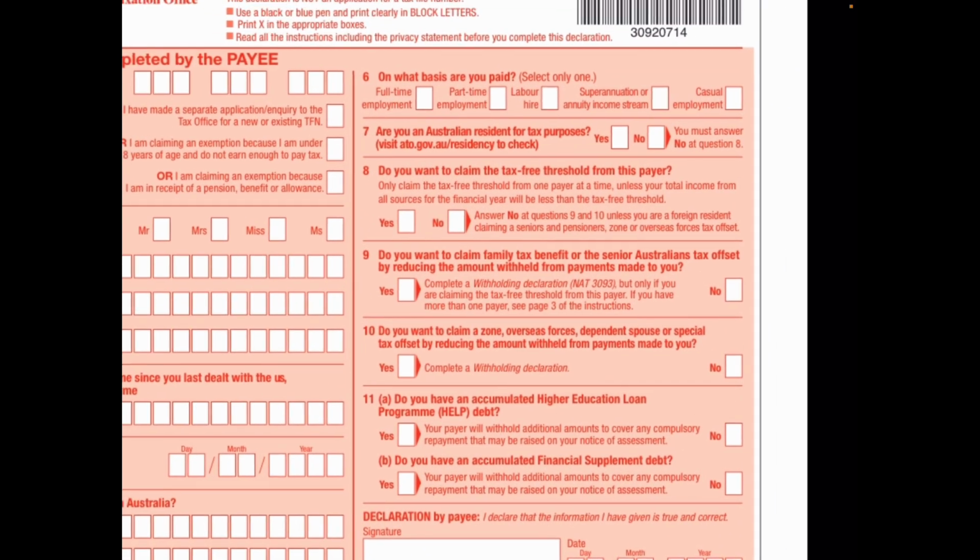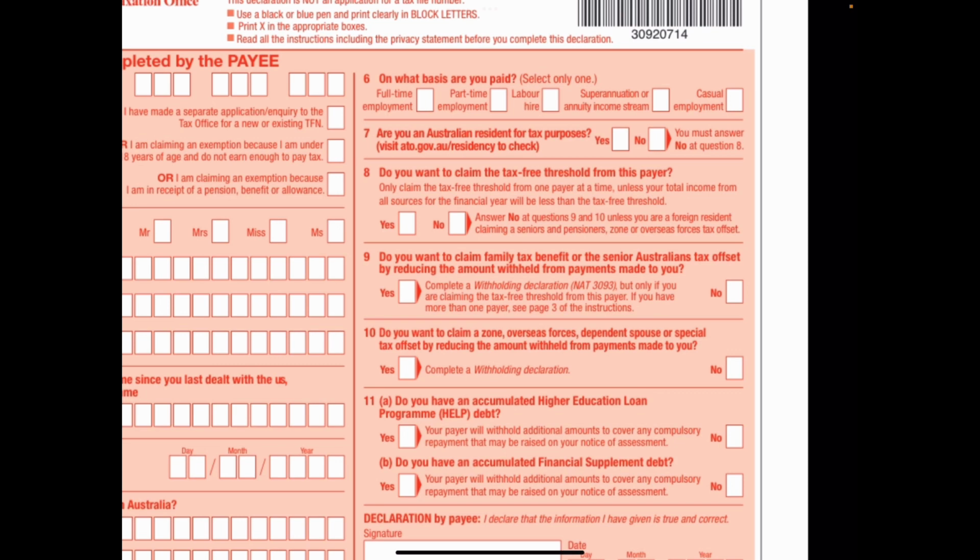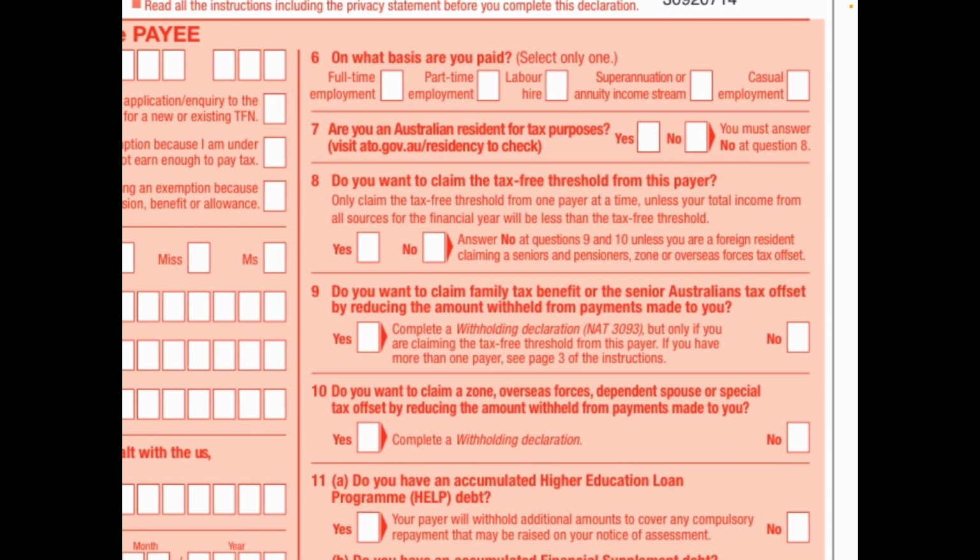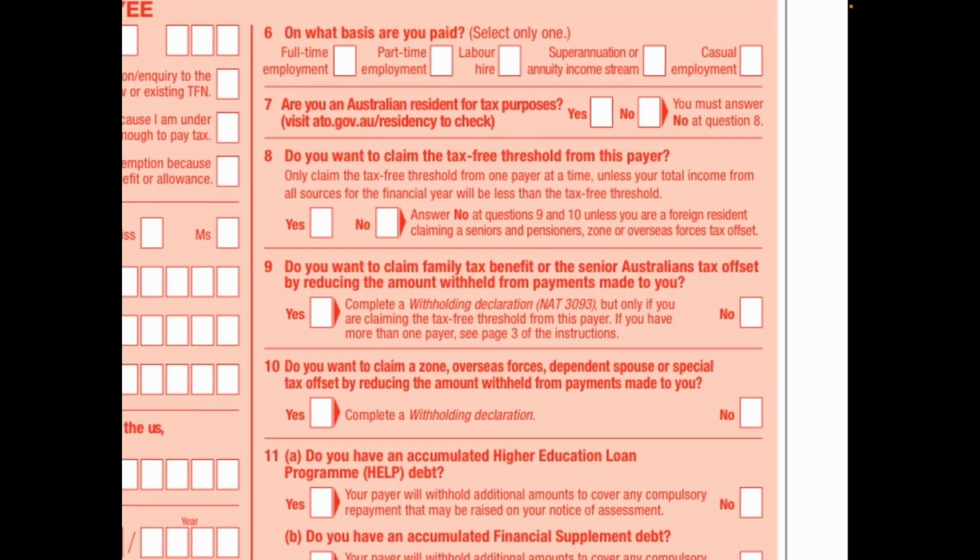Now, question number 6. It depends on the type of contract that you will have with your new company, whether it's going to be full-time, part-time, or casual employment. Then the tricky question for international students is the one that says, are you an Australian resident for tax purposes?